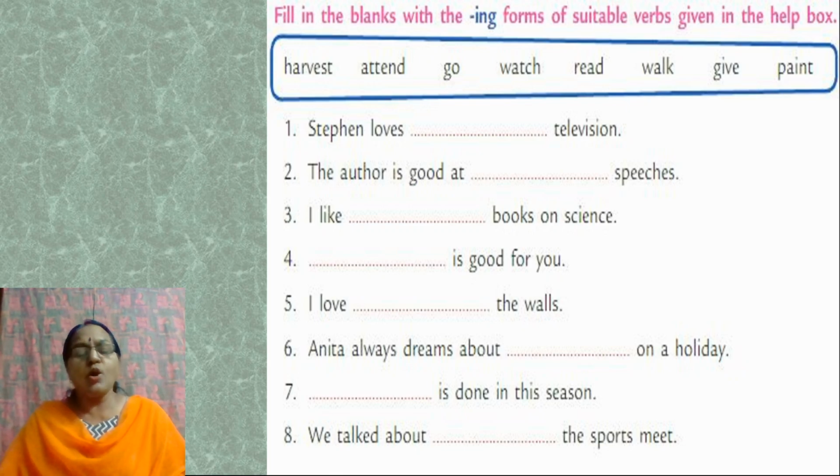Six, Anita always dreams about dash on a holiday. So the verb is go, add an ing, it becomes going. Anita always dreams about going on a holiday. Seventh one, dash is done in the season. So harvesting is done in the season. Eighth, we talked about dash the sports meet. We talked about attending the sports meet.